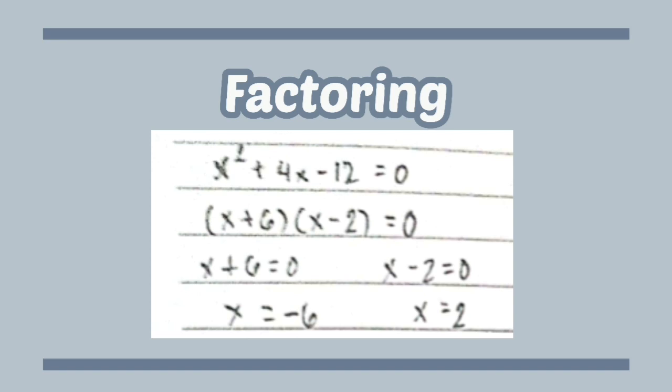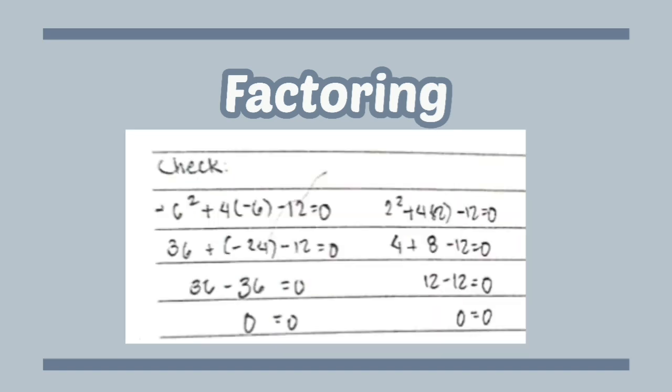Example number 1. x squared plus 4x minus 12 equals 0. For instance, 6 and negative 2 have a sum of 4 and a product of negative 12. Applying the zero product rule, x plus 6 equals 0 and x minus 2 equals 0. Transposing them to the right side, x would be equal to negative 6 and 2. To check, substitute the solutions into the original equation.